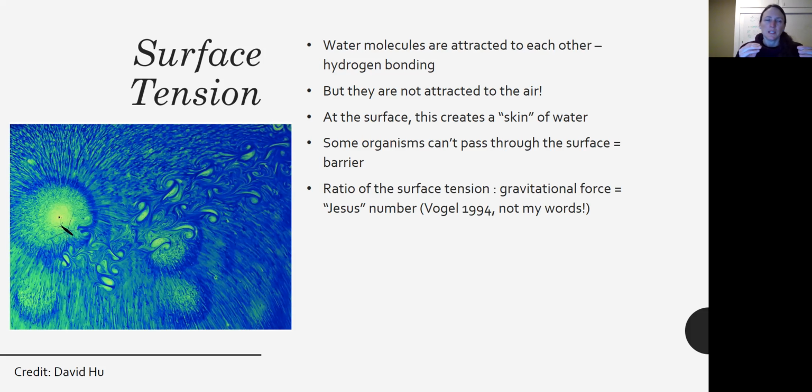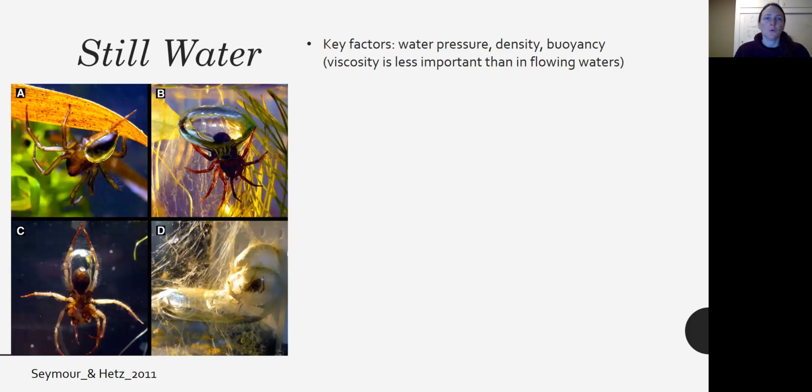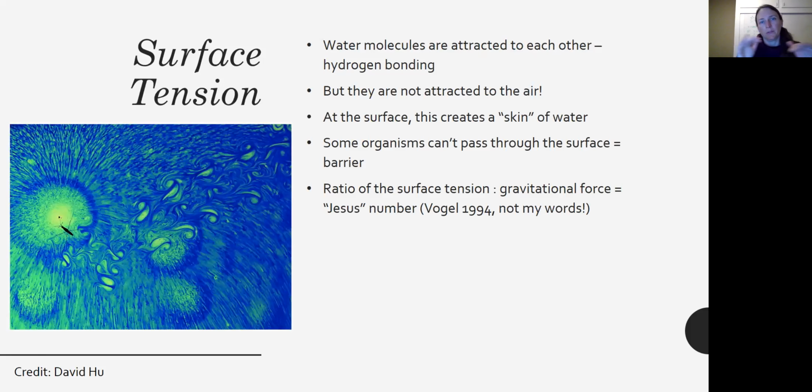But some organisms are able to play with the ratio of the surface tension to the gravitational force. This is not my term, but Vogel in 1994 called this ratio the Jesus number, which allows some organisms to walk on the surface of the water. And here you can see a picture of a water strider, and scientists are trying to understand how they can propel themselves. So they use these really cool dyes that show vortices as they're moving along the surface of the water.